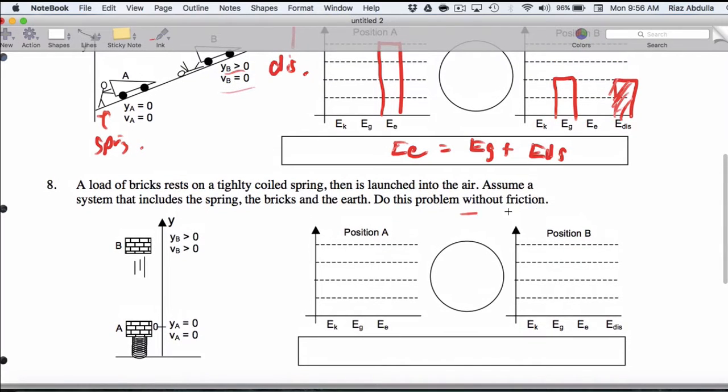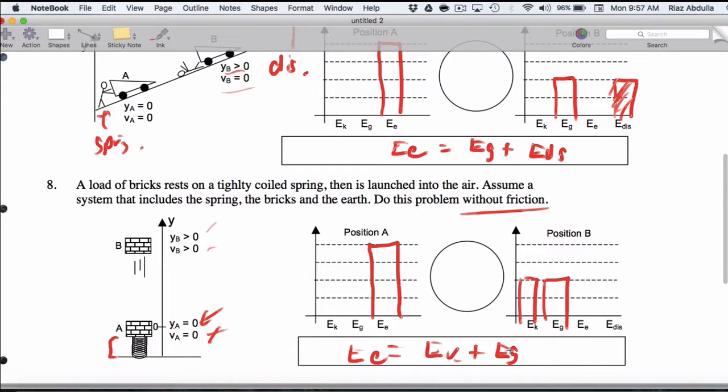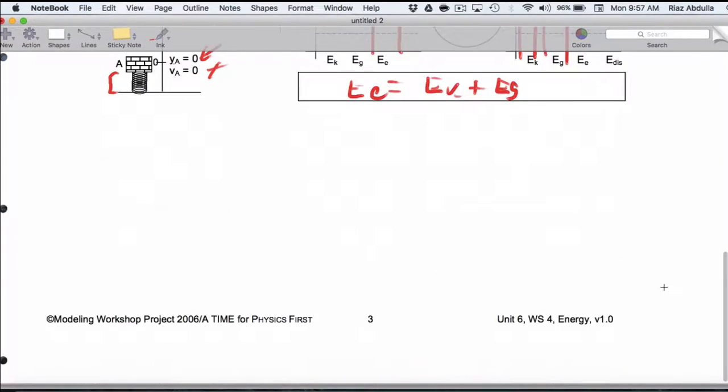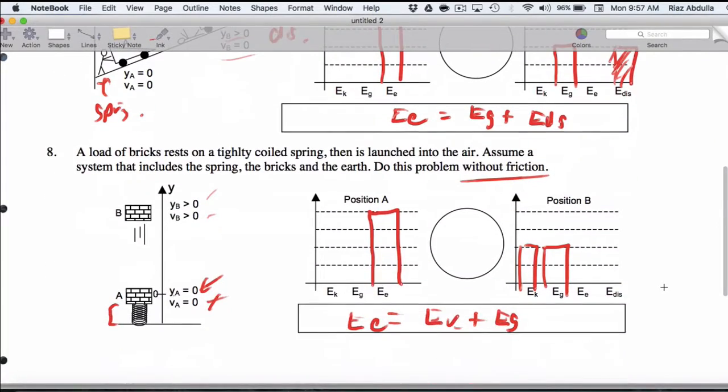This last problem, we have no friction, and it should be straightforward. No height. No, I know you see height here. I don't care. They're telling you that YA is 0 and VA is 0, so we start off with all elastic. And it gets converted into a combination of gravity and kinetic with no friction. We see height and movement. So then we have elastic converted into kinetic plus gravitational. And that is questions 3 through 8, so I hope that was helpful.